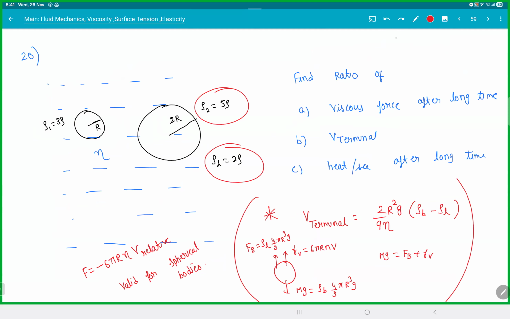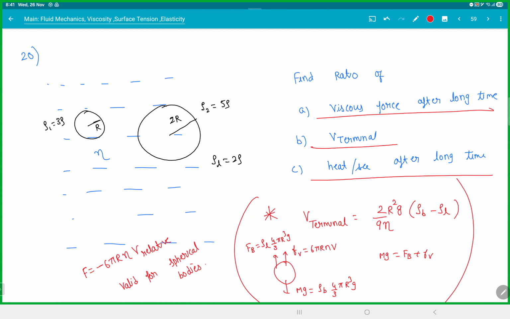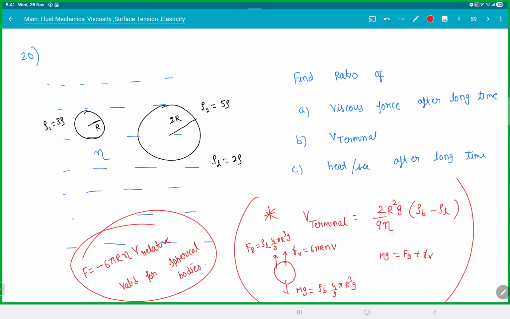Hope you guys remember the formula for V terminal. In case you don't know, you know how to derive it also. V terminal is 2r square g by 9 eta times (rho b minus rho l). You should mug up this result. Let's get this. Find the ratio of viscous force after long time. Find V terminal. Find heat per second after long time. So we have two balls of different radius and different density. And this formula, Stokes' law, is only valid for spherical bodies. 6 pi eta.